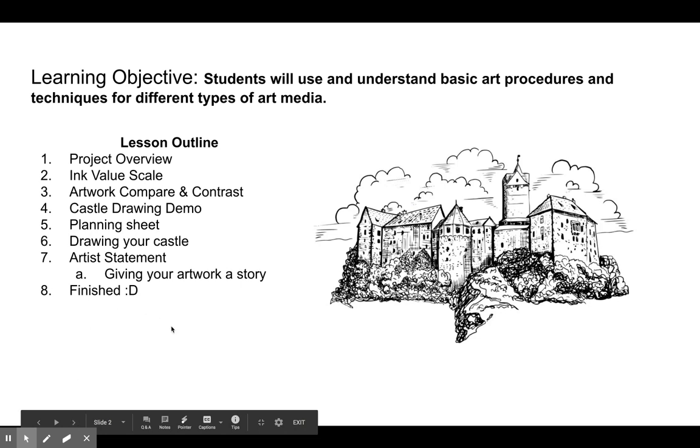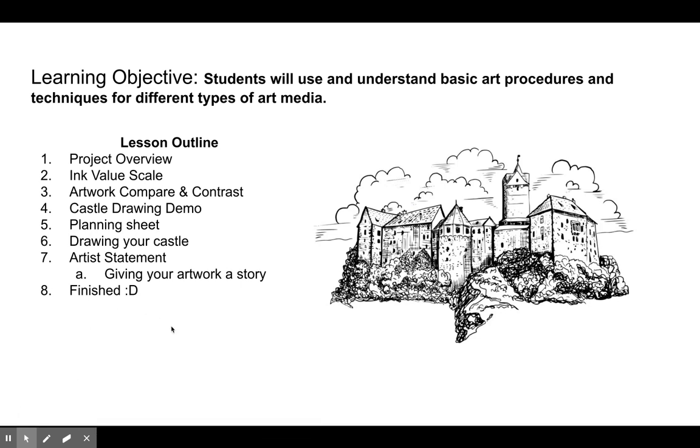So you can see that the learning objective is that students will use and understand basic art procedures and techniques for different types of art mediums. So like I said, we're going to be using different techniques since we're working with pen and ink. The lesson outline is the overview, which I'm doing now, and then we're going to do some ink value scales, which will be different than your pencil value scales. And then we're going to compare and contrast some artworks using different art mediums.